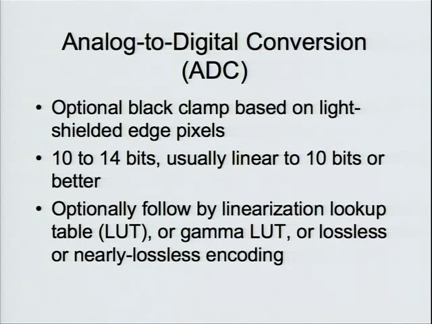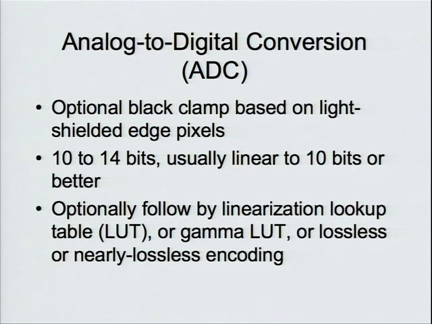These converters typically will go at least 10 bits in the low end and 14 bits or more in the high end. They're reasonably linear, around 10-bit linearity. The extra bits are not usually worth a whole lot, but sometimes they are. And at the A to D converter, you sometimes will immediately follow by a lookup table.